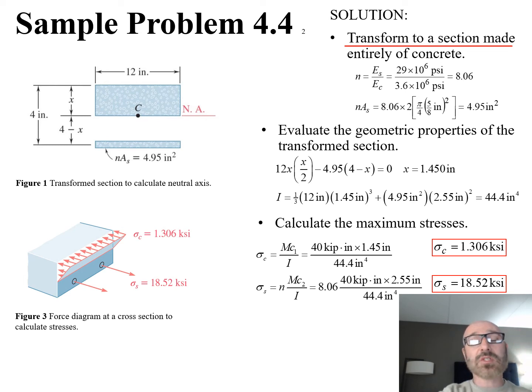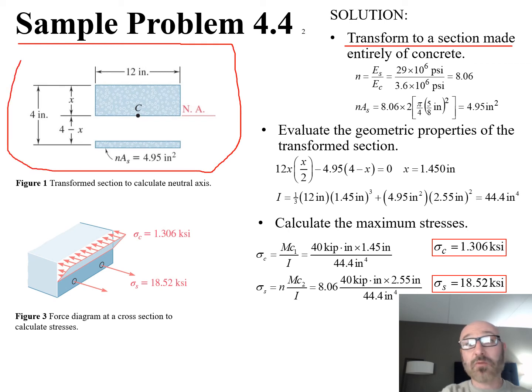So what we want to do is the same thing we've done in our previous example problems. We want to get our dimensions associated with this too. So we have this figure up here, figure 1, which is the transformed section to calculate this neutral axis. That's what we want to do, calculate this neutral axis here. So the thing to think about is, how do we want to visualize this here?